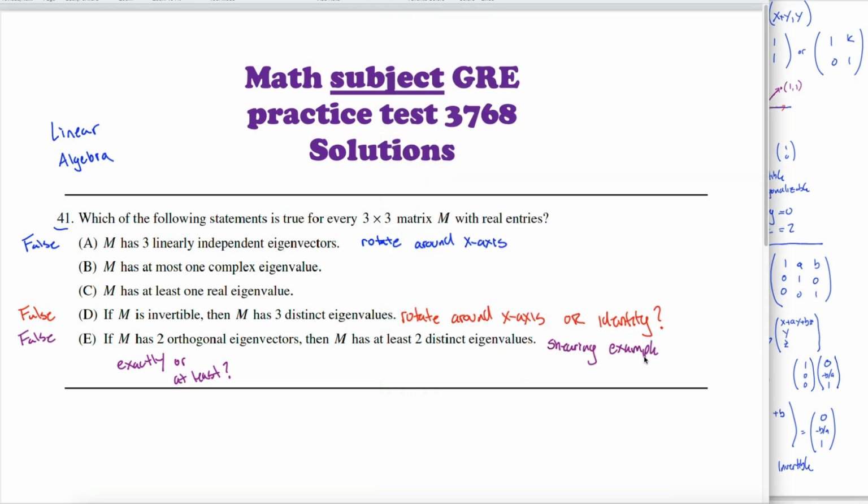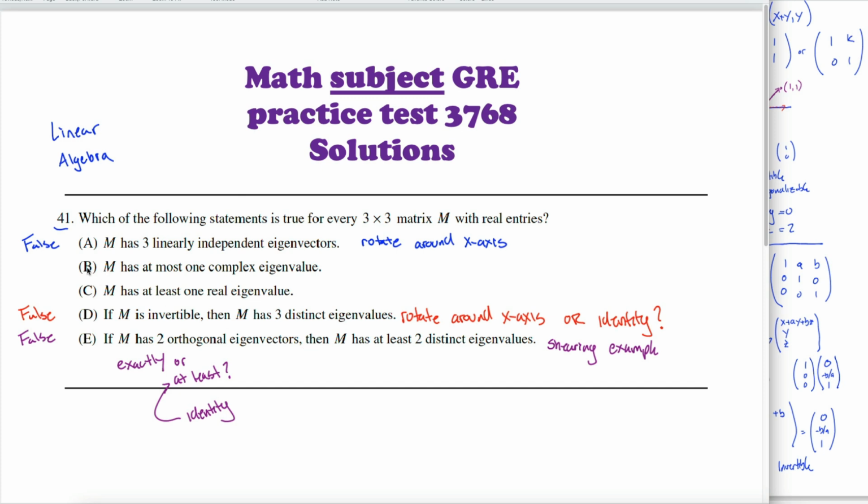Any others you could think of? Maybe an easier example? Maybe one that you're surprised would be a counterexample? All right, what about our identity matrix again? It definitely only has 1 eigenvalue, lambda equals 1, and that eigenvalue corresponds with 3 orthogonal eigenvectors. So if we interpret this to mean at least 2 orthogonal eigenvectors, then the identity matrix would serve as a nice counterexample, as would, I guess, scaling by a factor of 2 or something. But if you want it exactly, then use this shearing example. Okay, so we've narrowed this thing down to 2 options, B and C.